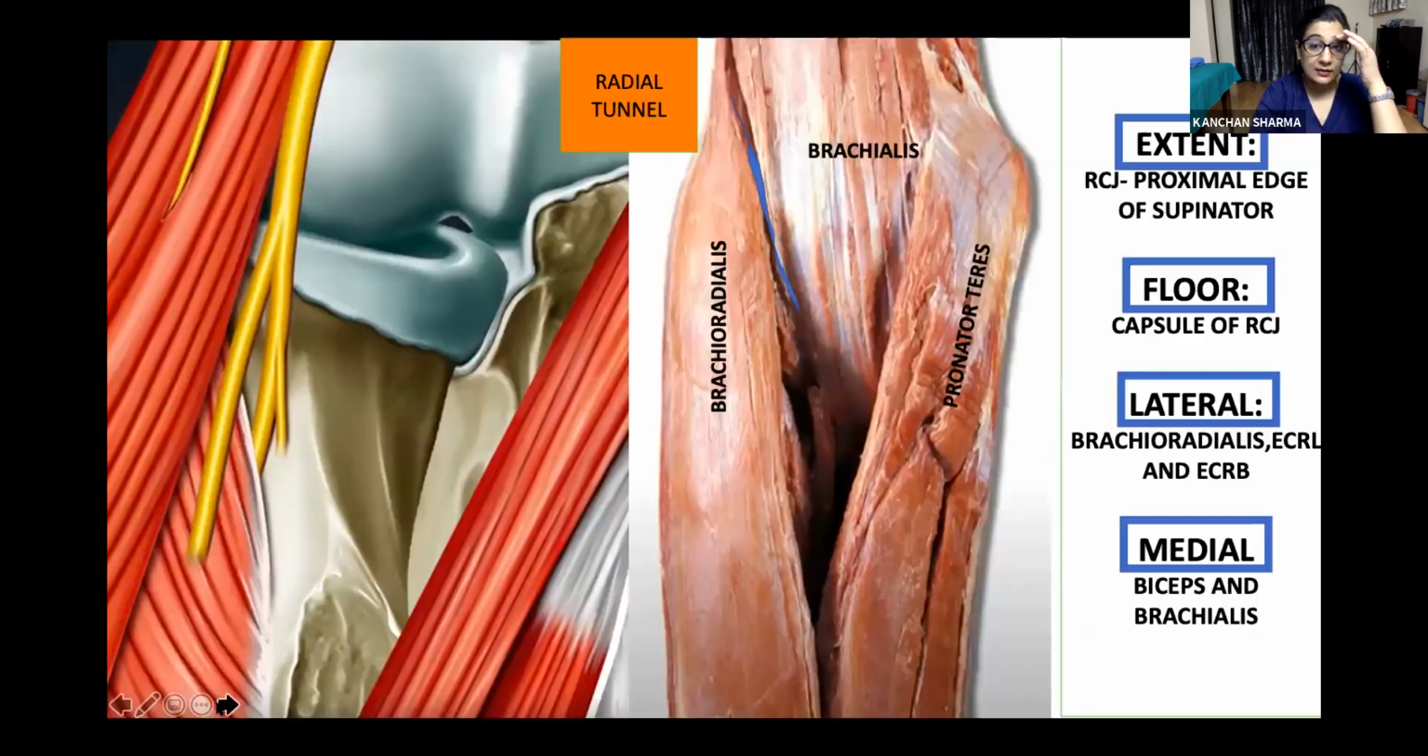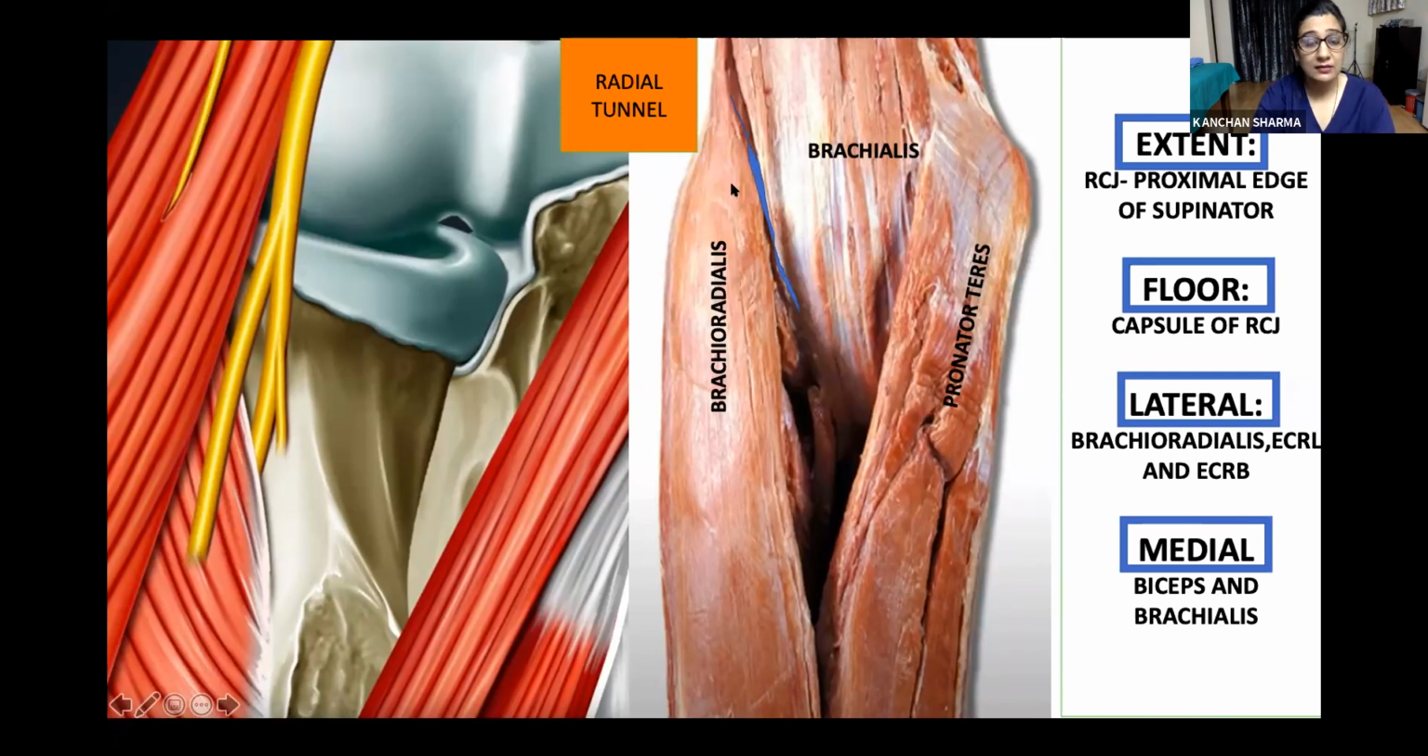Coming to the radial tunnel. Radial tunnel is a very recent upcoming thing in pain. So you should know what exactly it is. When we say radial tunnel, you would have learned in your elbow class these 3 muscles. I always teach, remember, 3 muscles, 1 tendon, 2 nerves, and 1 artery. So 3 muscles in the elbow: the brachialis, pronator teres, and the brachioradialis. In between the brachialis and the brachioradialis, you have your radial nerve. And in between these two, you have your median nerve.